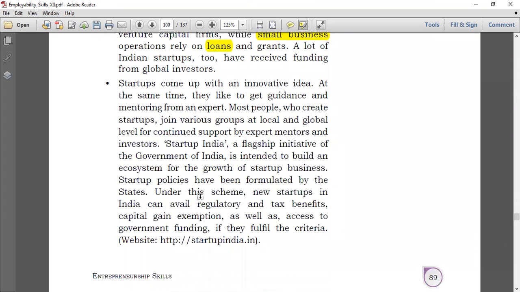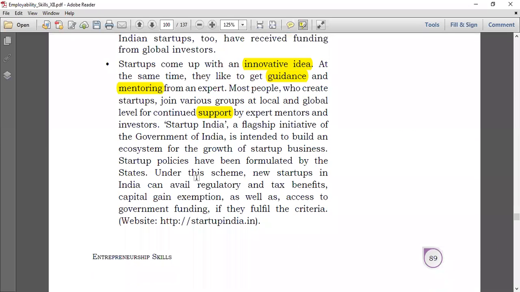Startups come with an innovative idea. At the same time, they look to get guidance and mentoring of experts. So whenever a person is going for a startup business, तो पहले तो इनोवेटिव आइडिया तो उसका अपना है, but you need guidance, you need mentoring from the experts, right? So most of the people who start a startup business join various groups at local or global level for continued support, right? So they join some groups where some mentors and experts are there who can guide them.